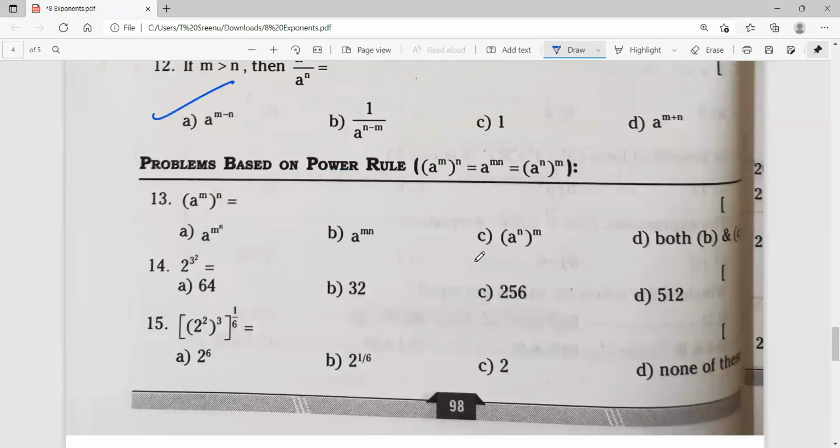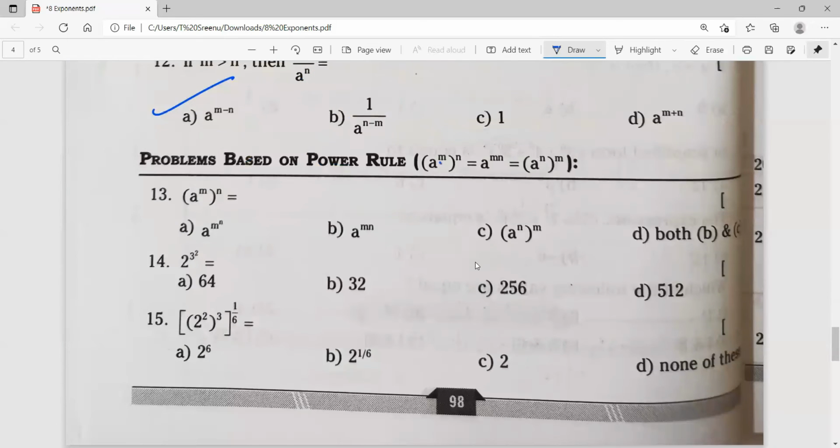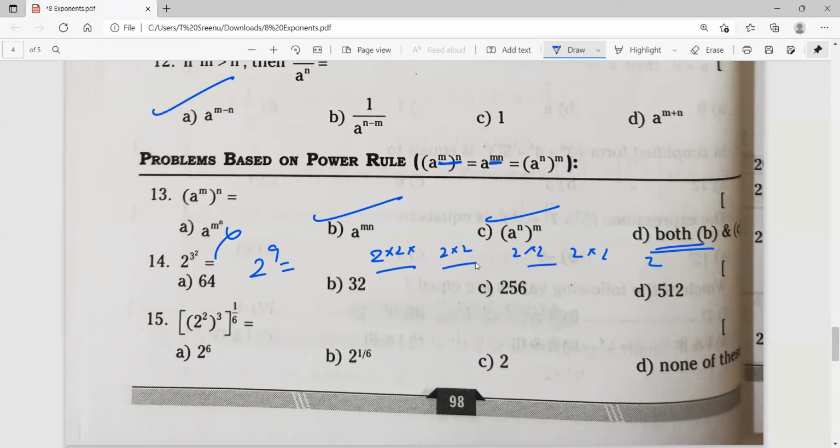Yes. And in this formula, a power m, if we get two powers, we will multiply the powers. A power m power n is a power mn, and all are correct here. Oh, this is wrong. Both B and C are correct. 2 power 3 power 2 is 2 power 9. 2 power 9 might be 2 into 2, 2 into 2, 2 into 2, 2 into 2, 2. 1, 2, 3, 4.